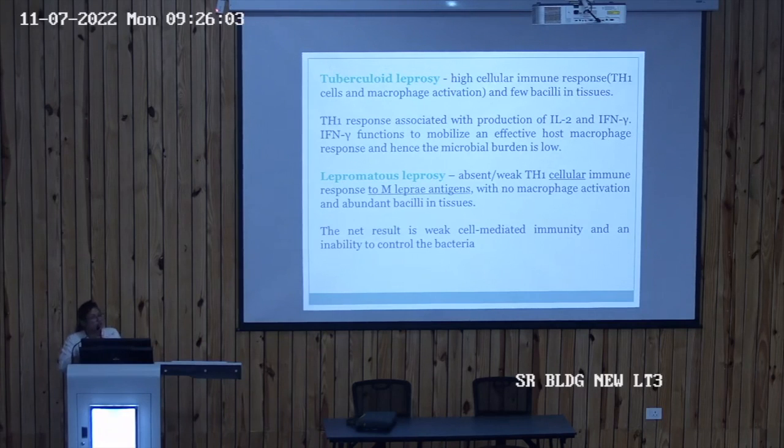And what happens in lepromatous leprosy? There is a weak or absent T helper host immune response to the Mycobacterium leprae antigens. So if there is a low host immune response, what happens? There is no macrophage activation, and there are abundant bacilli in the tissues because the bacilli cannot be contained. The net result is weak cell-mediated immunity and an inability to control the bacteria.